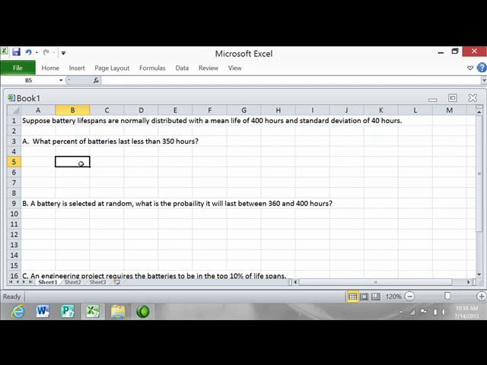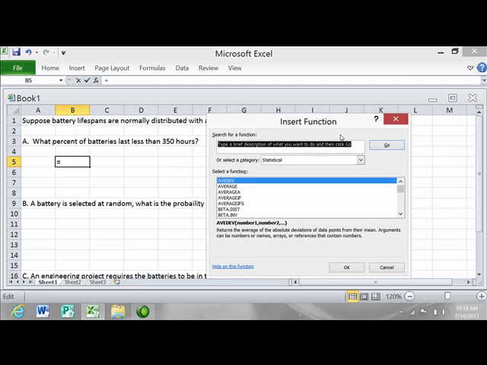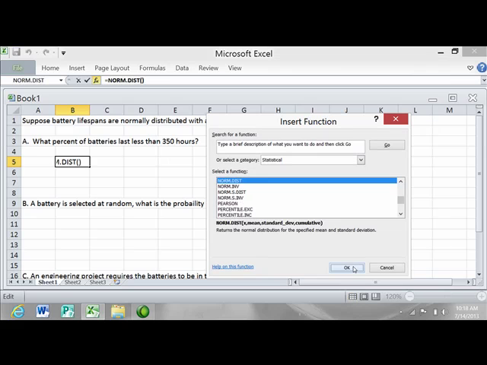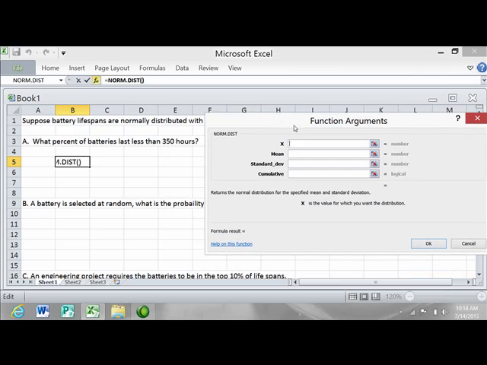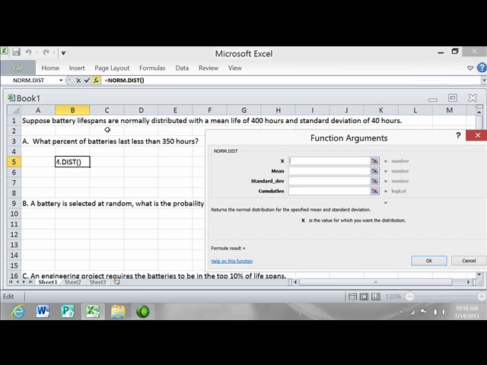So in an empty cell, click on FX and scroll to statistical and scroll down to normal distribution. And click OK. Once you see that, you'll see these function arguments. X is the number we're looking at. We're looking at 350 hours. What percent lasts less than 350? So 350 we put in for X. The mean of this distribution is 400. The standard deviation is 40.